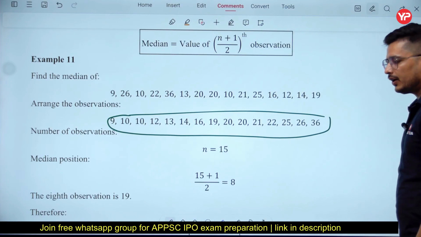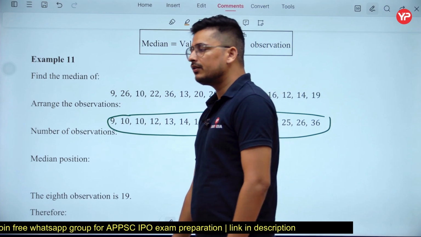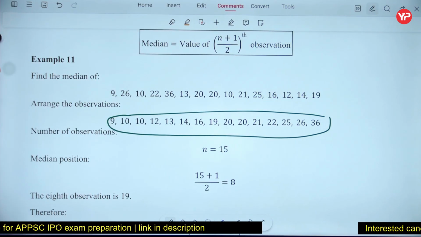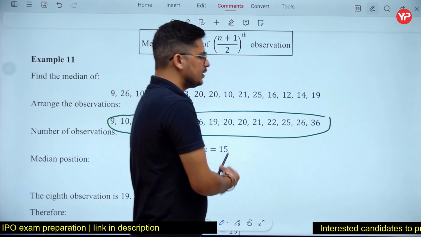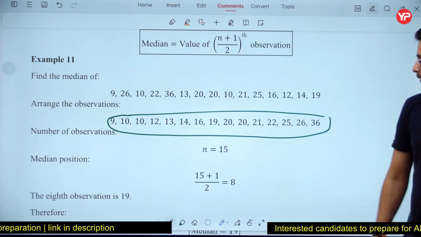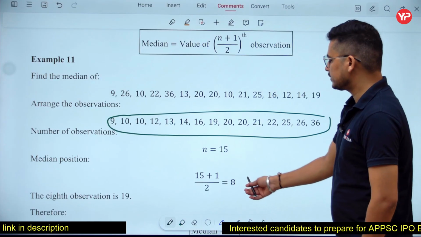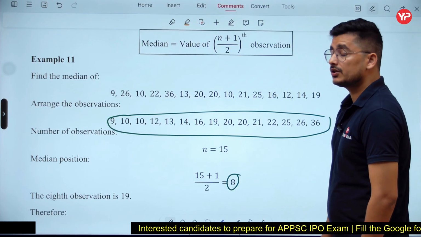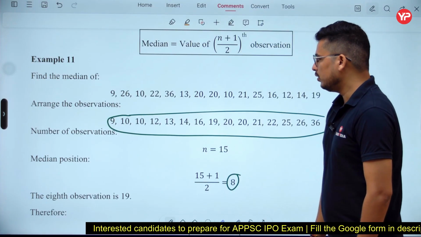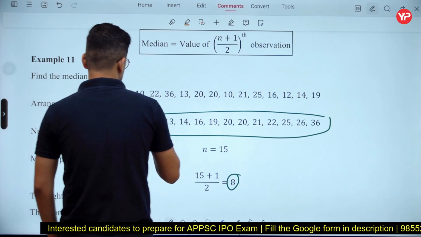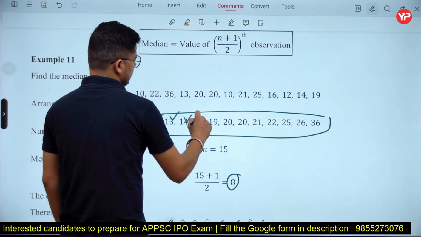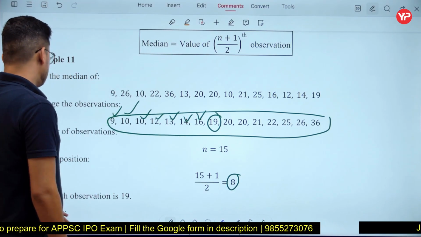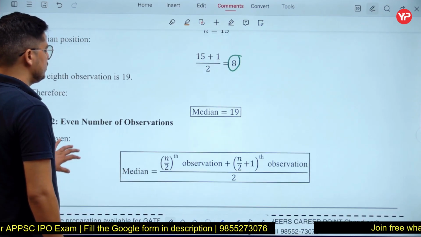Now we have to find the median. If there are 15 observations, first again you find n plus 1 divided by 2, that is 15 plus 1 divided by 2, which equals 8. So the 8th observation will be the median. Counting 1, 2, 3, 4, 5, 6, 7 and 8, the 8th observation is 19. The median is equal to 19.